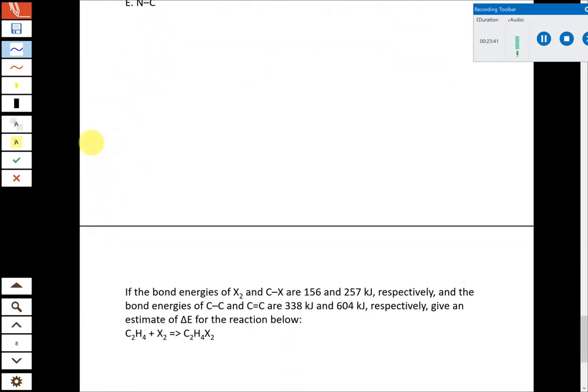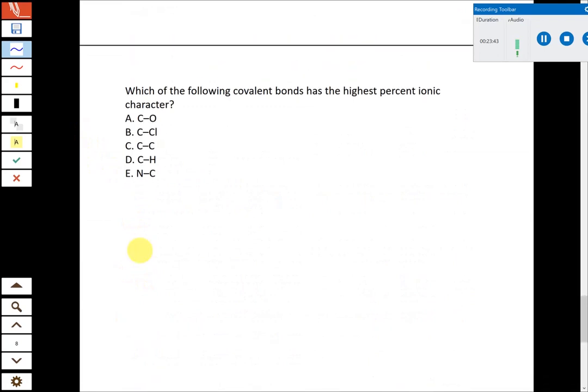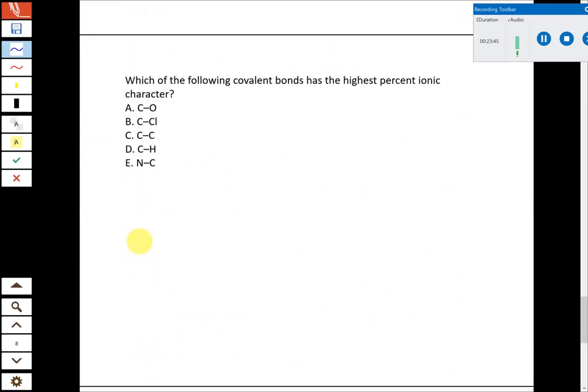All right, this one's a little bit out of order. I should have probably put this earlier. But we need to know which of the following covalent bonds has the highest percent ionic character. So remember that highest percent ionic character is the same as saying most polar. There's a couple different ways of saying that, but percent ionic character is just a synonym for polarity. So if you want the highest percent ionic character, you're looking for the most polar bond.